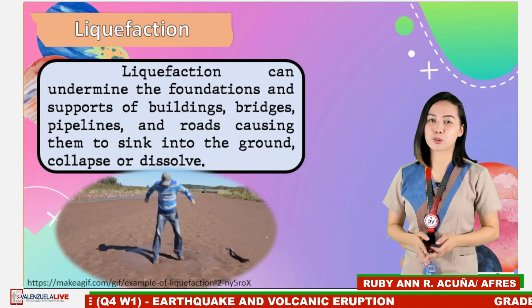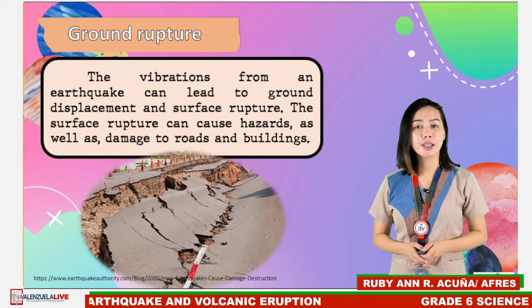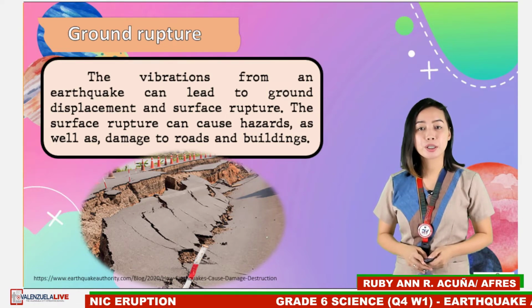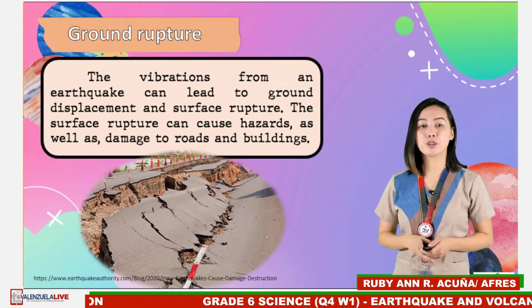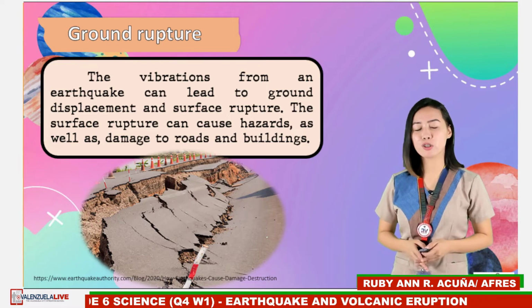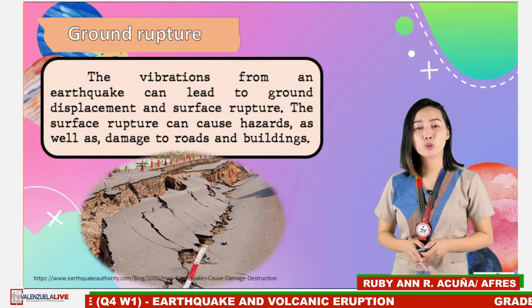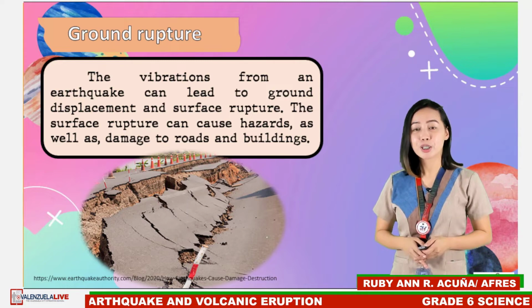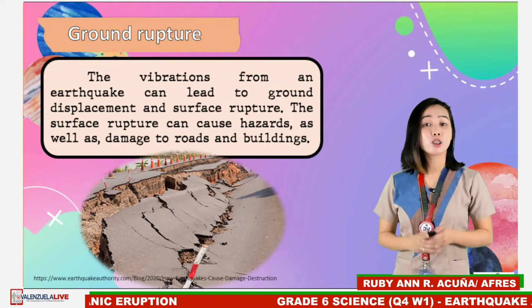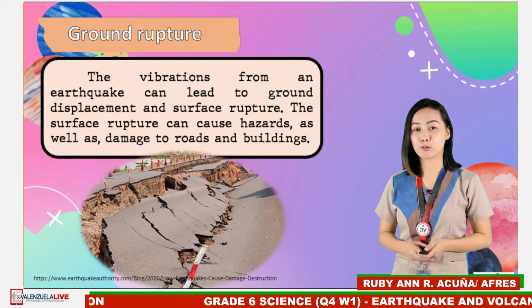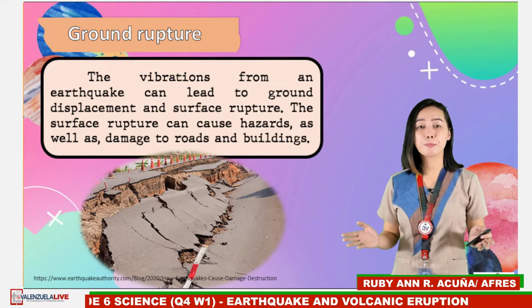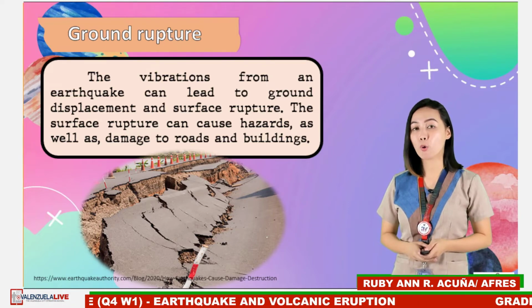Then there is ground rupture. The vibration from the earthquake can lead to ground displacement and surface rupture. It can be caused by vertical or horizontal movement on the side of the ruptured fault. The surface rupture can cause hazards, as well as damage to roads and buildings. So in this example, the surface rupture has caused large cracks and the collapse of a paved road. This could lead to injuries, loss of life, or impede people from getting home or to work.